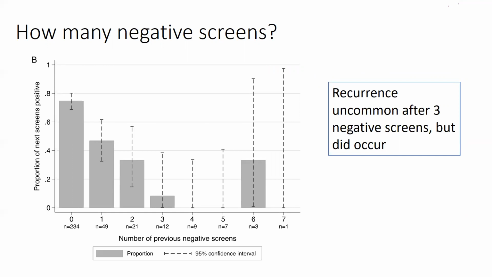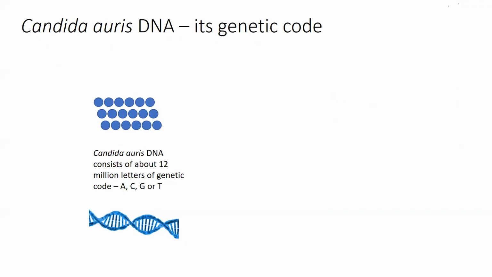Some of the UK and North American guidelines differ there, with the UK being more conservative about continuing to isolate patients who have been positive in the past. So that's the kind of epidemiological stuff that we got from the hospital data. I'll just change slightly and talk about what we got from sequencing the Candida auris.